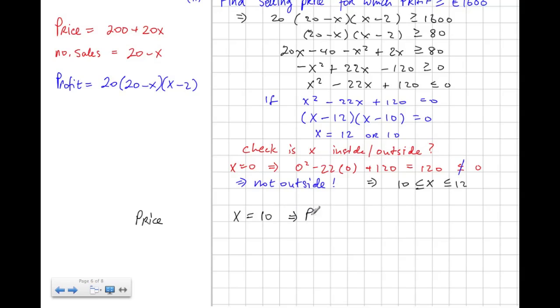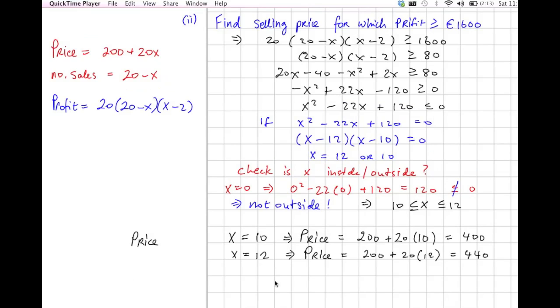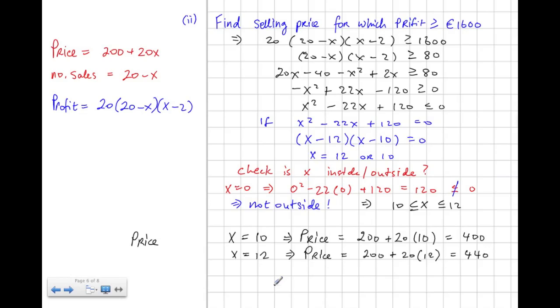Now the price though, the price is 200 plus 20x. So at 10 the price would be 200 plus 20 tens, which would be 400. And if x was 12, the price is 200 plus 20 twelves, and that's going to be 440 euros. So that's the end of this question. Just write out your answer clearly, that the price range that would give you a profit of more than 1600 euros, the price would have to be between 400 euros and 440.